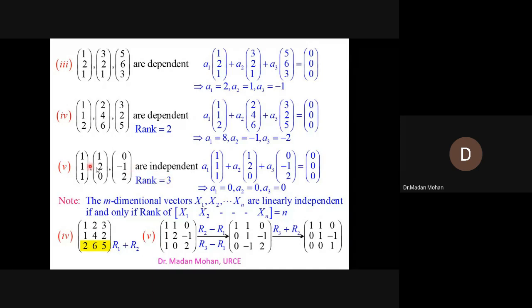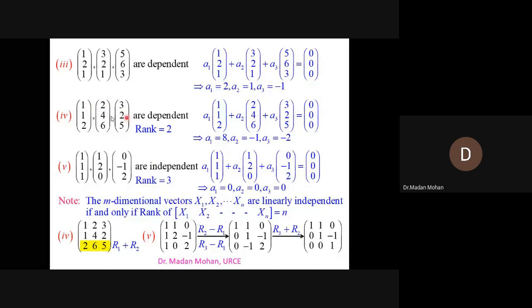Rank equals the number of vectors. 3 vectors are given, rank is 3. Hence, independent. A1, A2, A3 should be 0. Without zeros, you never get this is 0. In other words, rank is defined as the number of independent vectors. I have 3 independent vectors. That's why independent. Whereas in the fourth example, I have 2 independent vectors among 3. One depends. That's why dependent.